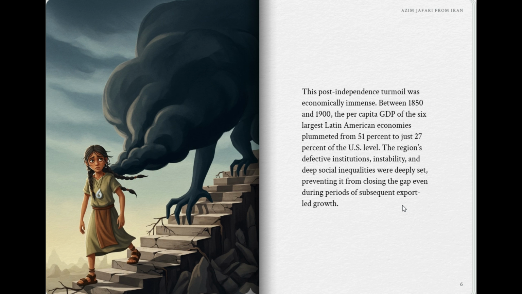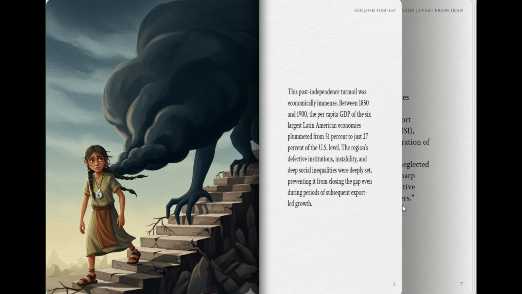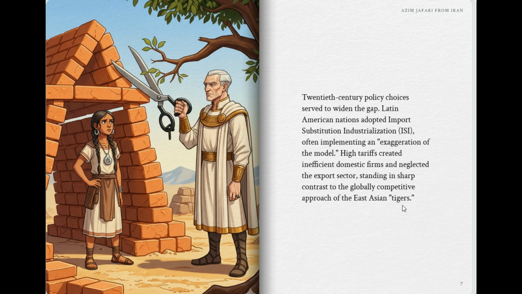Between 1850 and 1900, the per capita GDP of the 6 largest Latin American economies plummeted from 51% to just 27% of the U.S. level. The region's defective institutions, instability, and deep social inequalities were deeply set, preventing it from closing the gap even during periods of subsequent export-led growth. 20th century policy choices served to widen the gap.